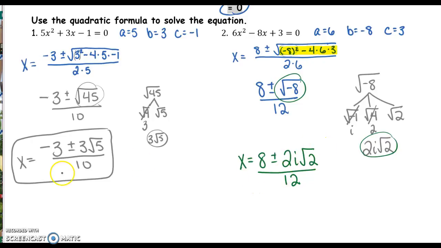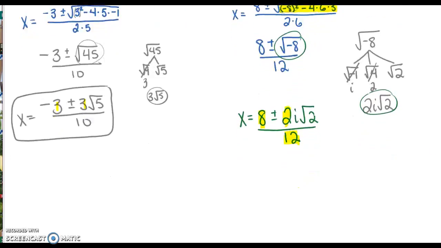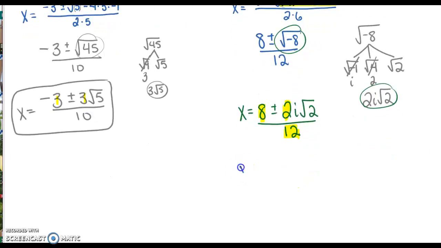Now take a look at this answer and the previous answer. You do want to look at the whole number or the integer pieces of this. So the negative 3, the 3, and the 10, if those have anything in common, you could simplify it. So take a look at this one. We've got 8, 2, and 12. Those all have 2 in common. So we can simplify this by canceling out 2 from each of those pieces. It's kind of like we're dividing everything by 2.